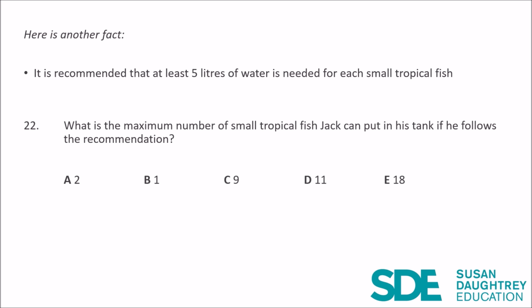Here's another fact. It's recommended that at least 5 litres of water is needed for each small tropical fish. So what is the maximum number of small tropical fish Jack can put in his tank if he follows that recommendation? Well, we know that there are now 45 litres of water in the tank. And if each fish takes 5 litres of water, we know that he can put into his tank 9 fish. Answer C.